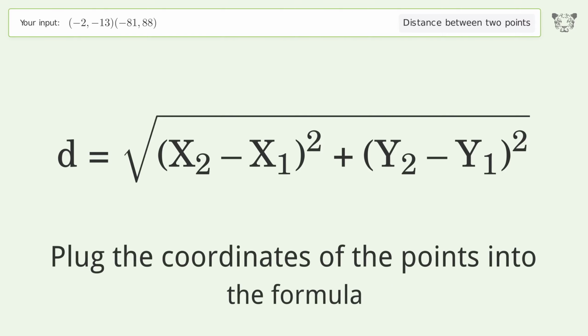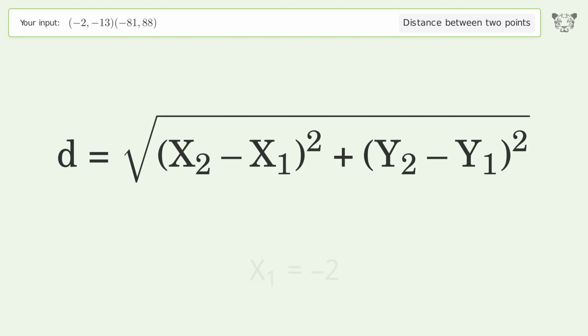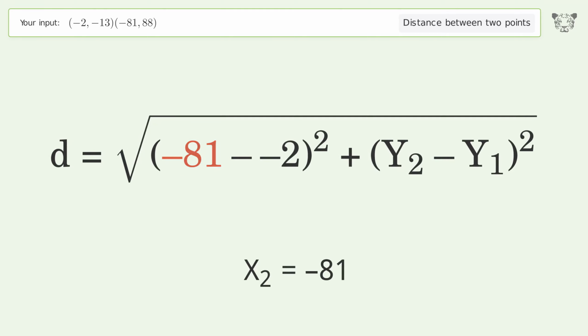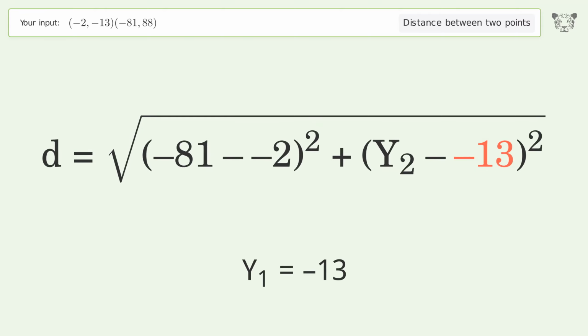Plug the coordinates of the points into the formula. x1 equals -2. x2 equals -81. y1 equals -13. y2 equals 88.